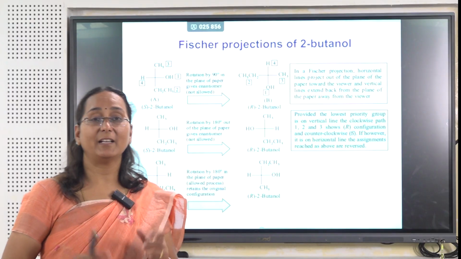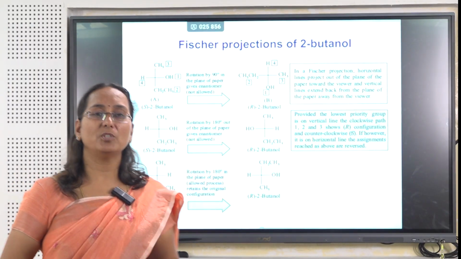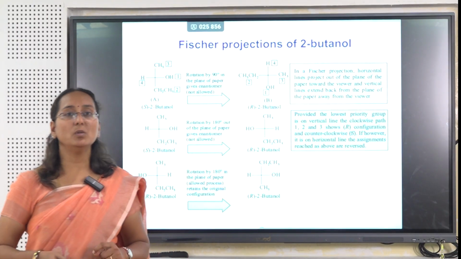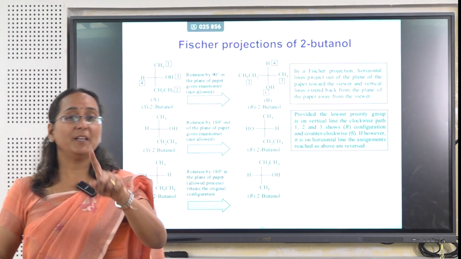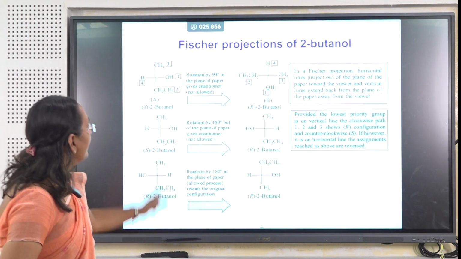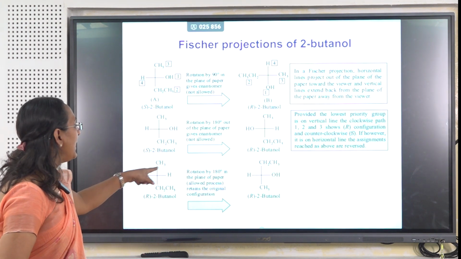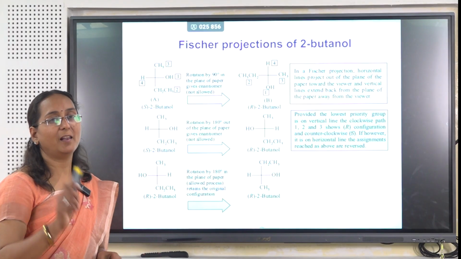Whenever you have to get the same type of configuration, what do you have to do? In the Fischer projection, a 90-degree rotation is not allowed. A 180-degree rotation is allowed, but in that 180-degree rotation you also have to see that it is in the plane of the paper, which is an allowed process.